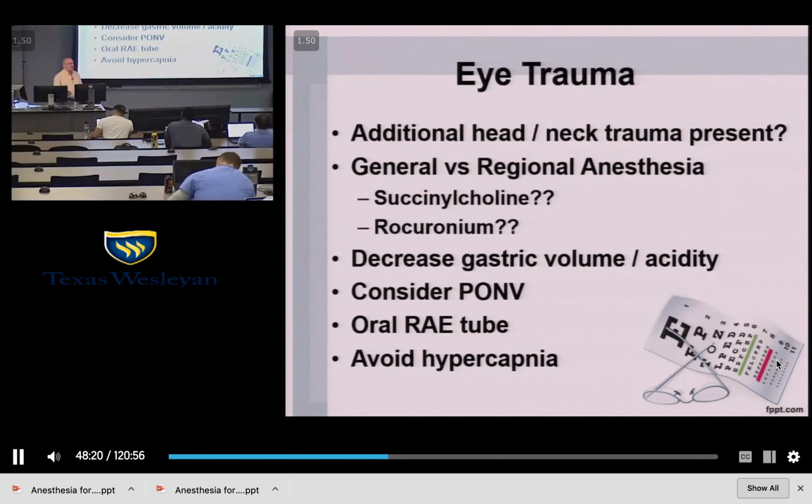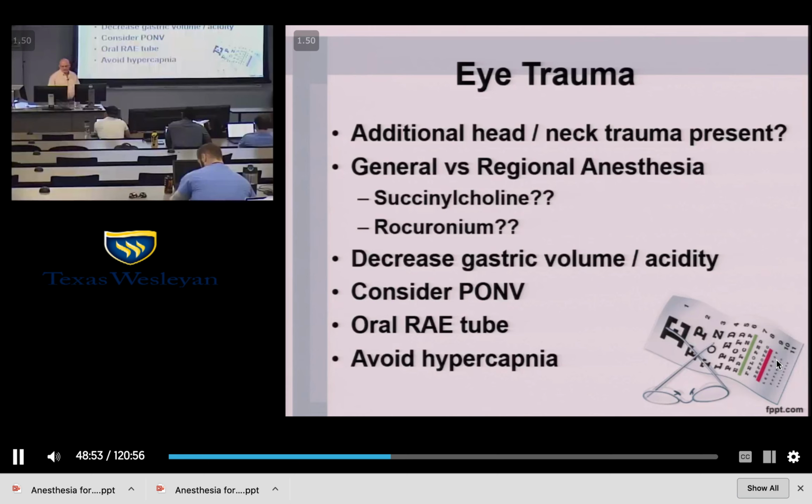We need to make certain that we decrease this patient's gastric volume and gastric acidity, so give them sodium citrate. Consider that because that patient's had trauma and because they're having their eye worked on, they're at risk for significant post-op nausea and vomiting. They may need an oral RAE tube, which you guys know what that is already, to keep out of the surgeon's way. And obviously, we want to make certain that we avoid hypercapnia.